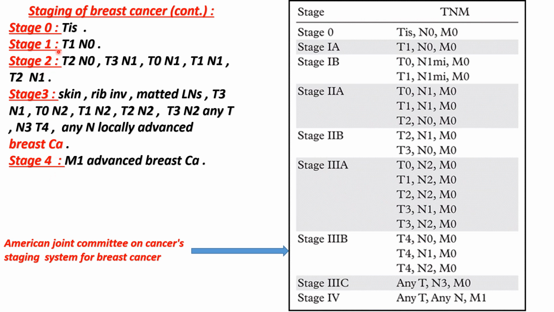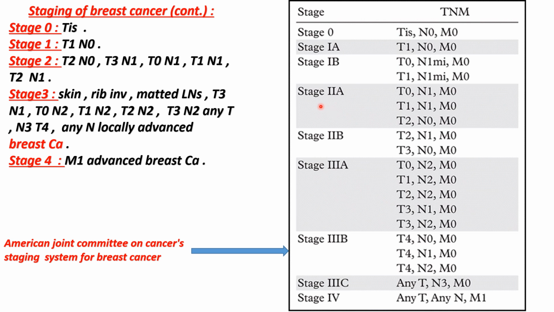I will follow up now with staging of breast cancer. Stage 0 means a tumor in situ, N0, M0. Stage 1 is divided into stage 1A and stage 1B. For example, stage 1A is T1, N0, M0. Stage 1B means, for example, T1, N1, M0.